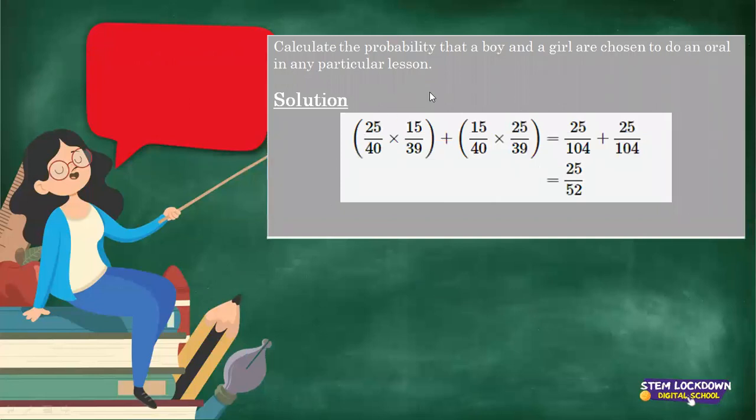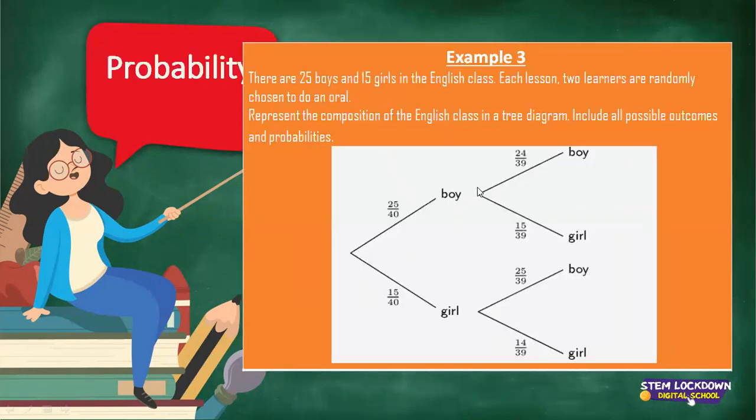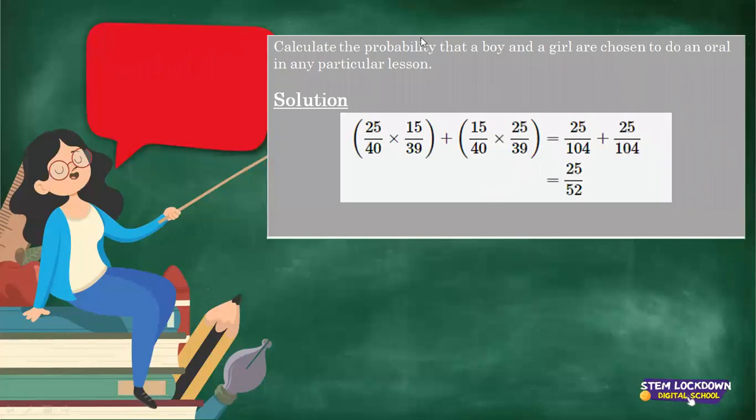Now calculate the probability that a boy and a girl are chosen to do an oral in any particular lesson. So the probability of a boy and a girl means 25/40 multiplied by 15/39, which gives us our outcome here. It can be a boy and a girl, or a girl and a boy. So we have 25/40 times 15/39 for the first one, and then 15/40 times 25/39, which gives us another outcome. These two are added together to give us our answer.